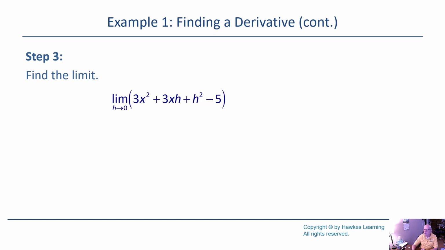Notice that what we've got inside the parentheses is a polynomial. And that's pretty nice, because with polynomials, all we need to do to find the limit is put 0 where the h's are. And what's left? All those zeros eliminate 2 of the terms, and we're left with 3x squared minus 5. That's our derivative.